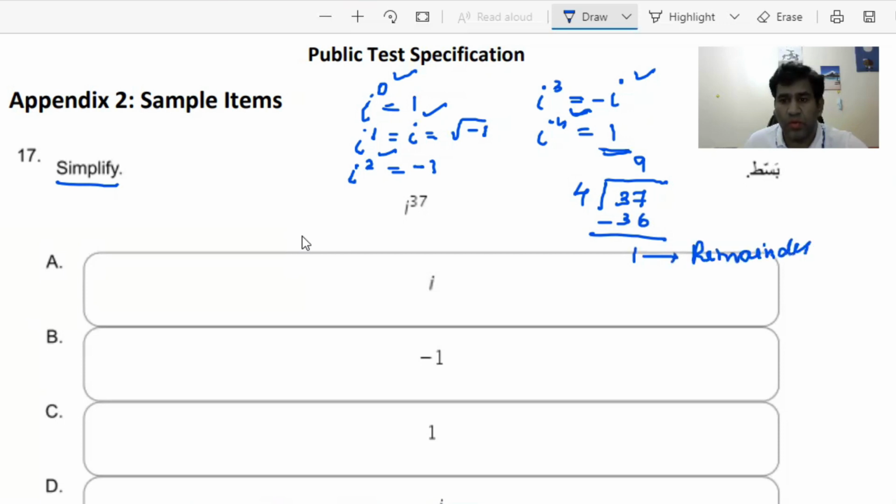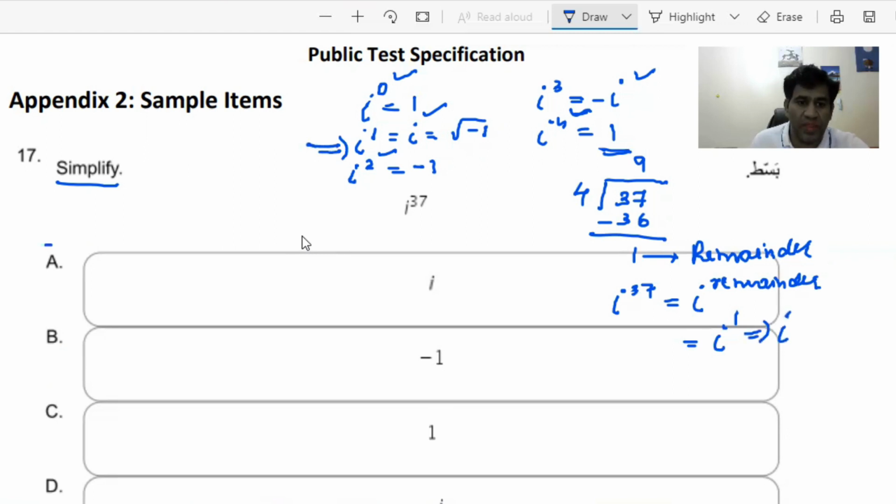Now I can say I to the power 37 is equivalent to I to the power of the remainder itself. That is the main reason why I need the value of the remainder. So I to the power 37 is equivalent to I to the power 1, and we know that I to the power 1 is I itself. I can just write it as I, and that is answer A. The answer to the question is A.